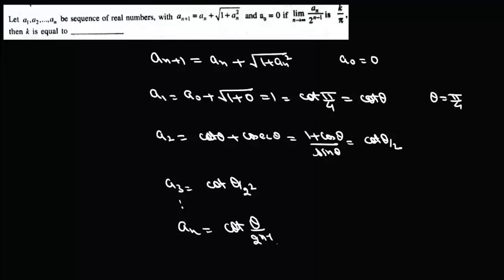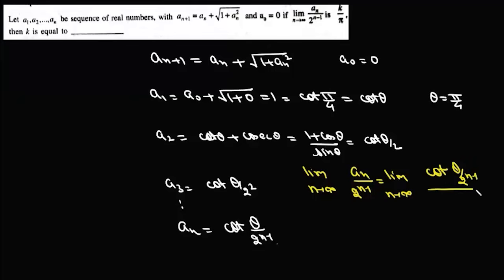Now if we find this limit, which is the limit as n tends to infinity of a_n upon 2 to the power of n minus 1, it will be the limit as n tends to infinity of cot(theta upon 2 to the power of n minus 1) upon 2 to the power of n minus 1. We'll multiply it with theta and divide it with theta.